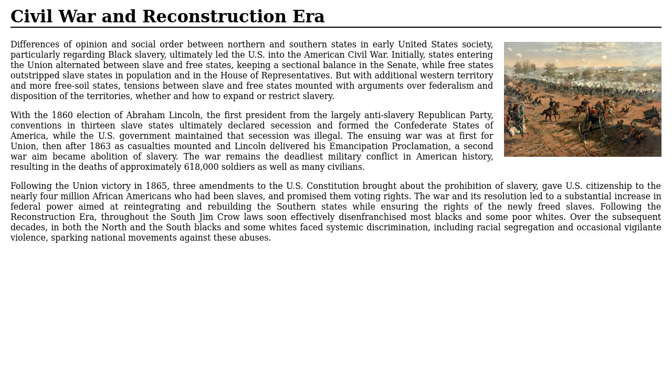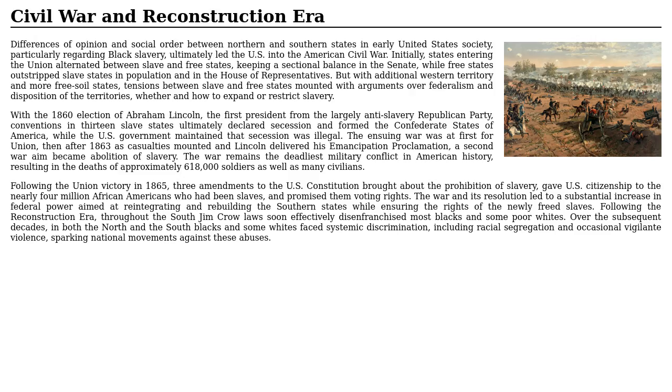But with additional Western territory and more free soil states, tensions between slave and free states mounted with arguments over federalism and disposition of the territories, whether and how to expand or restrict slavery. With the 1860 election of Abraham Lincoln, the first president from the largely anti-slavery Republican Party, conventions in 13 slave states ultimately declared secession and formed the Confederate States of America, while the U.S. government maintained that secession was illegal.